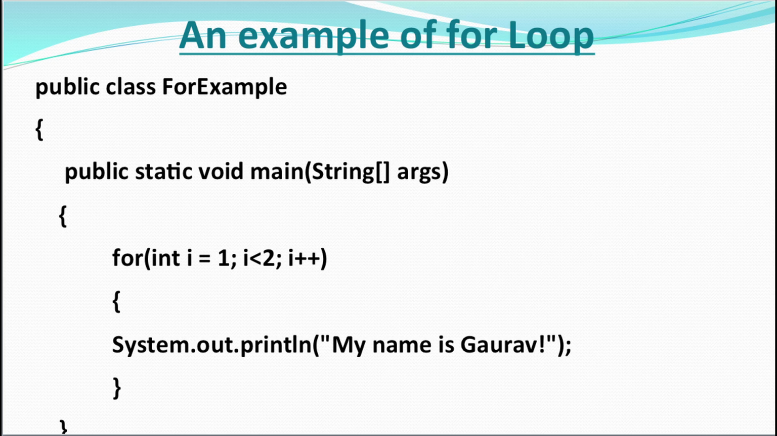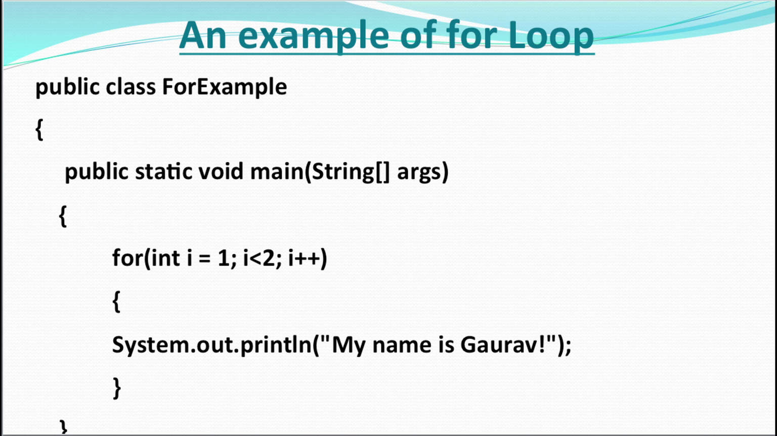Then the for loop, as we can see in this example, starts. This is the particular method by which we can write the for loop: public class, for example, then public static void main, String args that are being passed into it. And for the for loop, we can see that int i is equal to 1. This is the initialization part. Then we have put a semicolon. After that, we have written i less than 2. Then there is a semicolon.